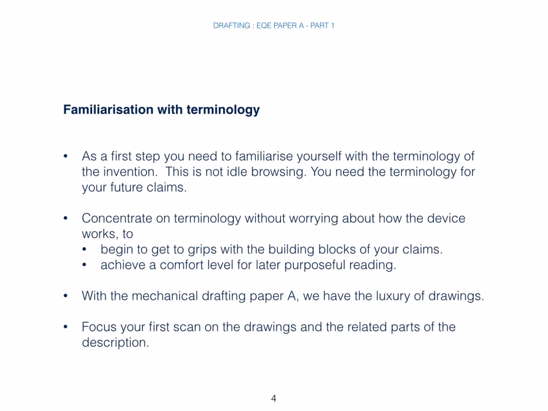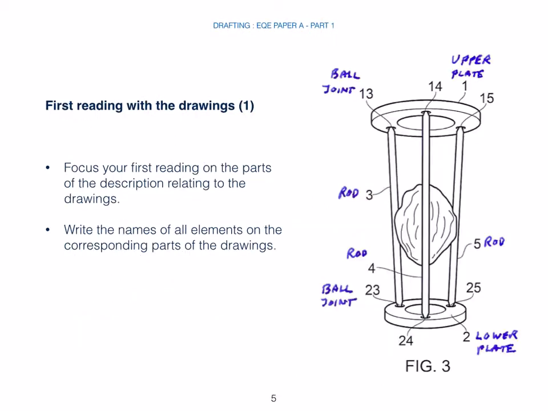With the mechanical drafting paper A, we have the luxury of drawings, so you can focus your first scan on the drawings and the related parts of the description. So let's now scan through the client's drawings and the corresponding description. Do you have the client's description handy and the drawings? Good. You can focus your first reading on the parts of the description relating to the drawings.